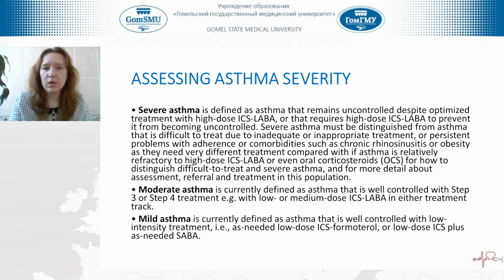Moderate asthma is currently defined as asthma that is well controlled with step 3 or 4 treatment with low or medium dose glucocorticoids and LABA as controller treatment. And mild asthma is currently defined as asthma that is well controlled with low step treatment, so it's low dose glucocorticoids in combination with formoterol, or low dose glucocorticoids plus as needed SABA.